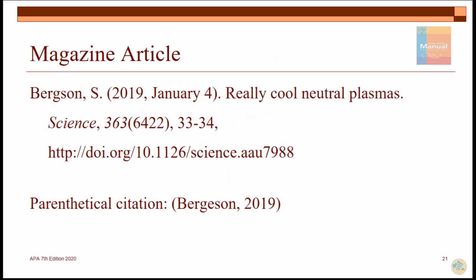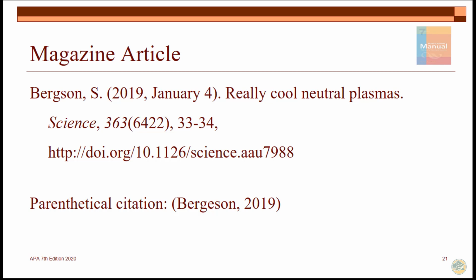Here is a magazine article. It mostly follows the same format as a journal article, but notice that the date is different. Magazines usually come out more frequently than a journal article would, so we put the entire date. In this case, our author is Bergson, S. It's 2019, January, which is spelled out. 4 is the day that it came out. Then we have the title of the article, the title of the journal, which is Science. 363 is the volume number.